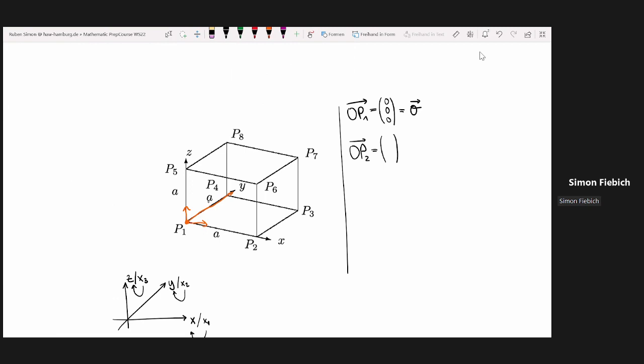Okay. What about point 2? What would be the position vector of point P2? Zero, 1, 0, 0. Okay. Yeah, I think P4 and P5 should not be too hard for you to do. What about P3? Let's do this.